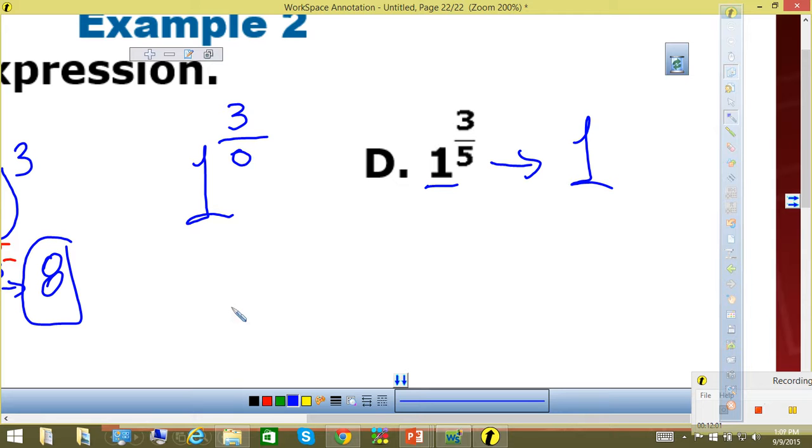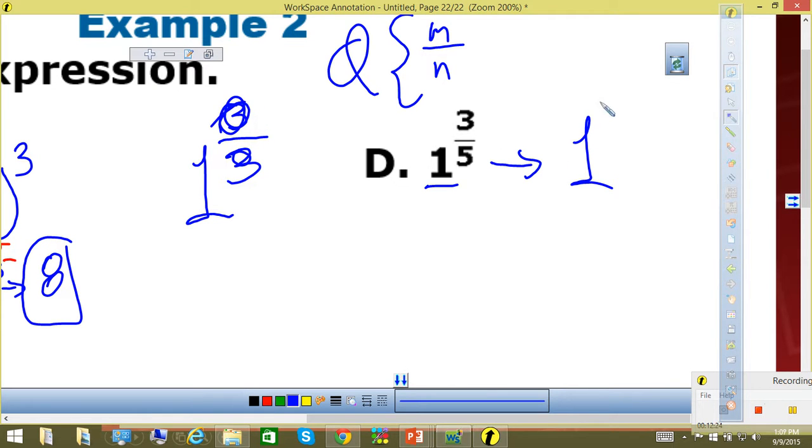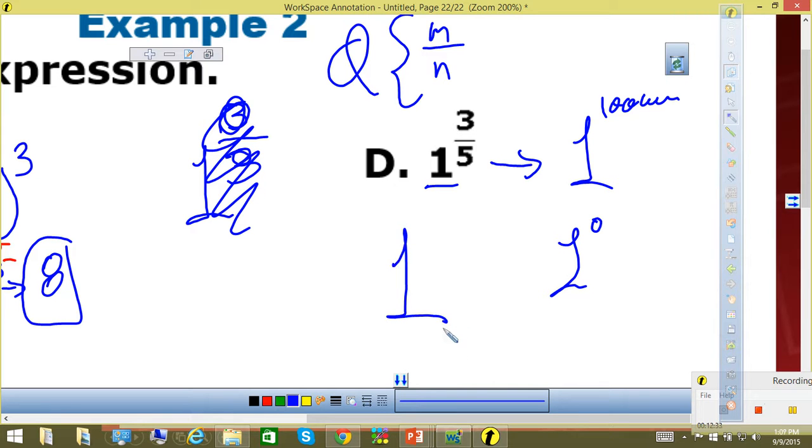What happens there? Let me take you back to the beginning of the year. Remember the definition for quotients? Remember that? What did it say? That n cannot be what? 0. So therefore this is undefined. Right? But the other way around, yes. So with any other exponent, doesn't matter if it's 1 million or if it's 0, the answer will always be 1. Everybody got it? All right.